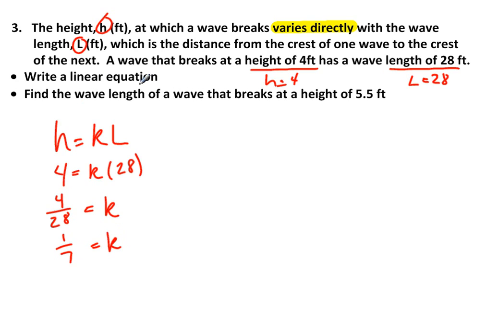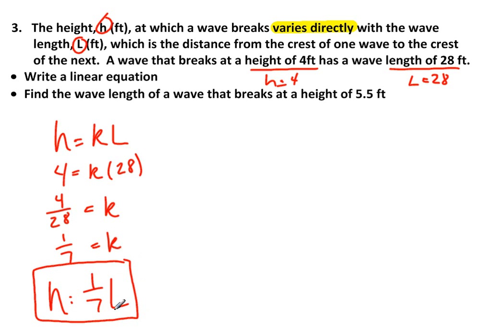So it says write a linear equation. So now I'm just going to have h equals 1/7 l. Now, if they give you variables to use, you want to use those. I shouldn't see y's and x's in this problem. Now they ask a follow-up question. Find the wavelength l if a wave has a height of 5.5.